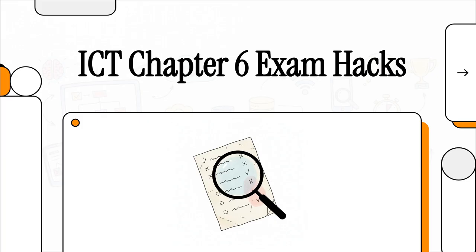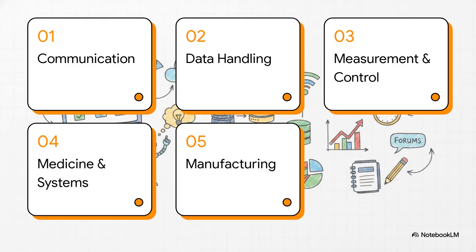Let's get into it. Okay, so here's our quick mental map of the 5 core syllabus pillars we're tackling today. We've got number 1, communication, 2, data handling, 3, measurement and control, 4, medicine and expert systems, and 5, manufacturing. We're going to cover the whole shebang.